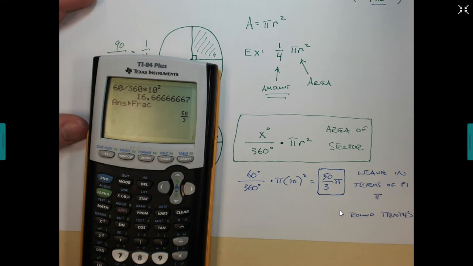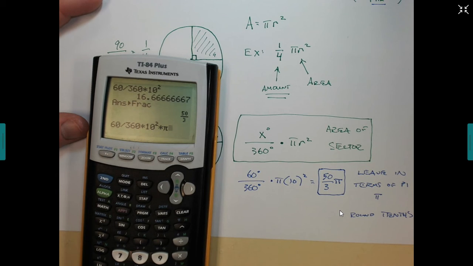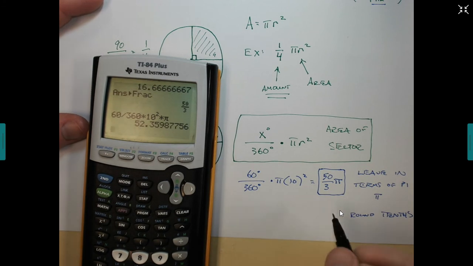If you see that, round to a certain value, then we want to put everything into the calculator. So you could have done 60 divided by 360 times 10 squared times, and I can put in the calculator's version of pi, which is right here, using what's called the caret button. Now, if I put everything in there, this would be an approximate answer because I'm going to round. If I rounded to the tenths, this would be 52.4.